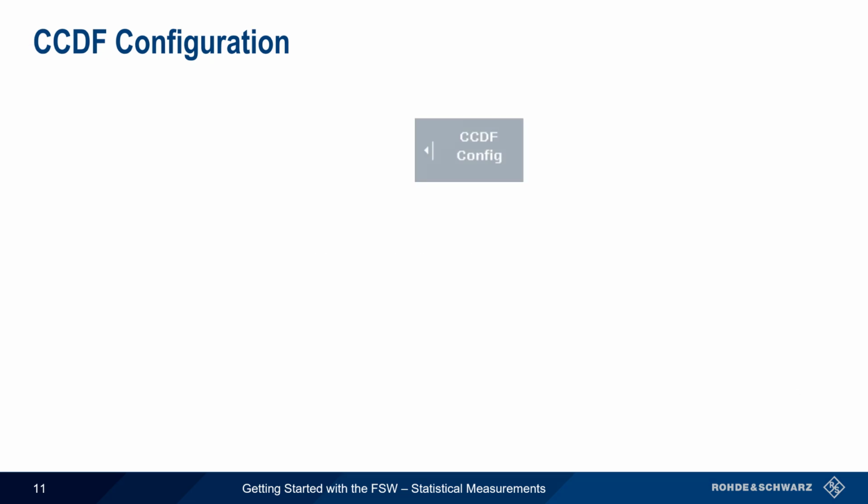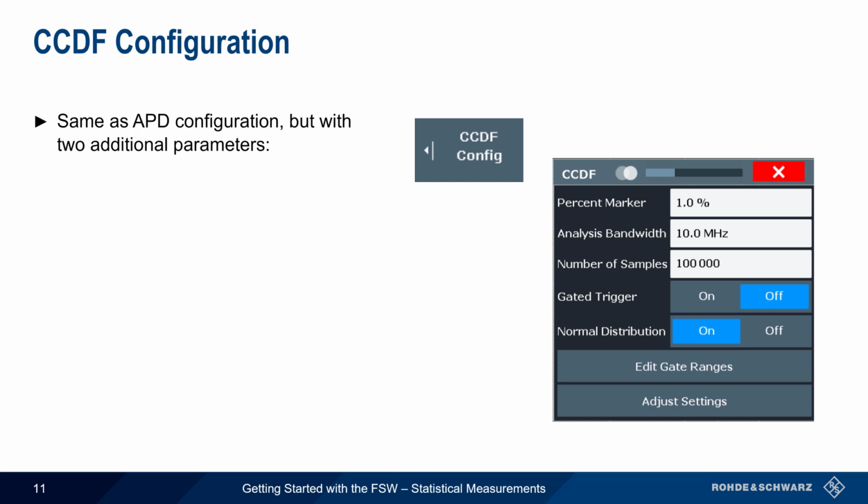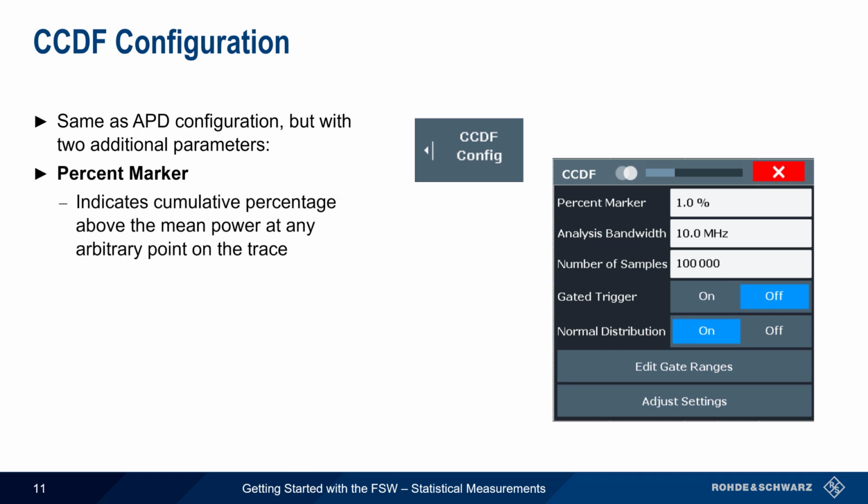CCDF configuration is essentially the same as APD configuration, but with two additional parameters. The first is the percent marker, which can be placed on any arbitrary point on the CCDF trace in order to read off the cumulative probability. This marker can be used to obtain values beyond the default fixed percentage values provided on the CCDF results.